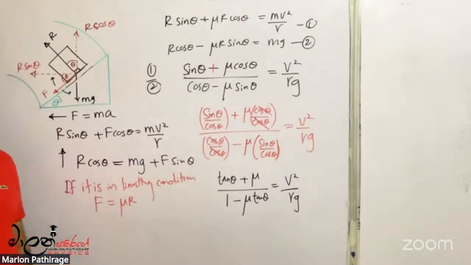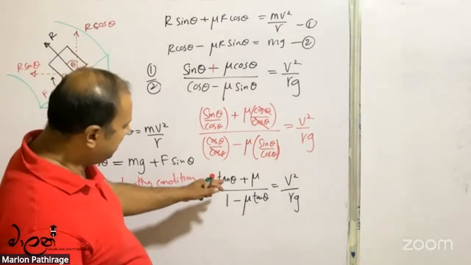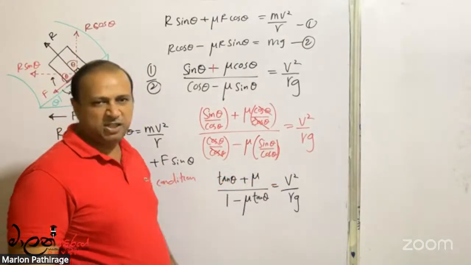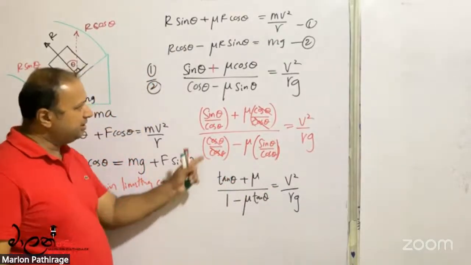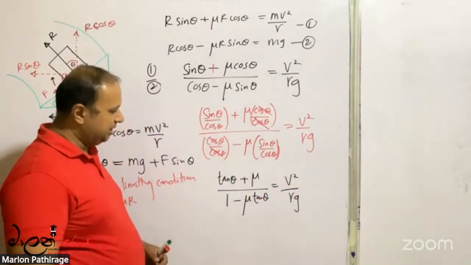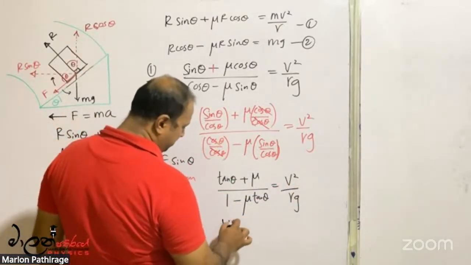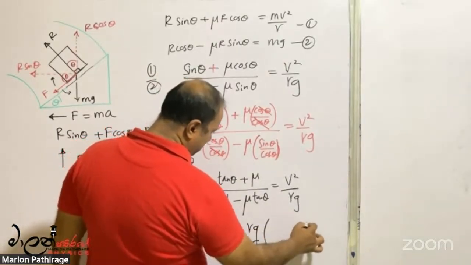V squared over Rg. Alright, so from here I can calculate the maximum speed, because we took the limiting condition, so this V is the maximum. Therefore V squared is equal to Rg into this term.